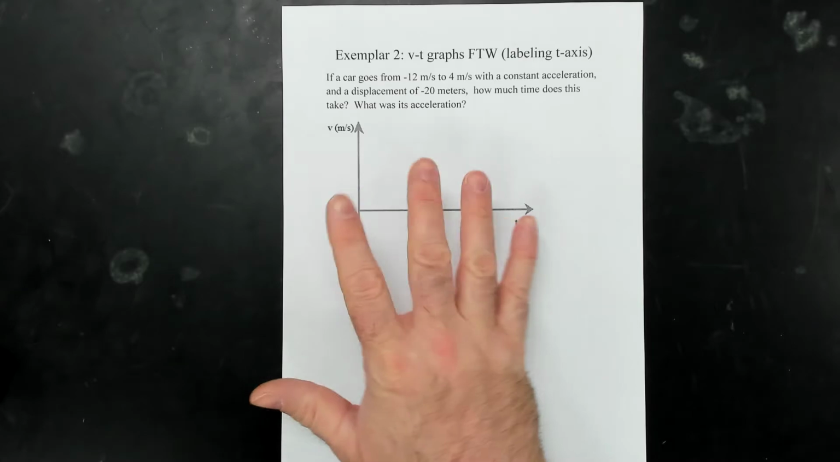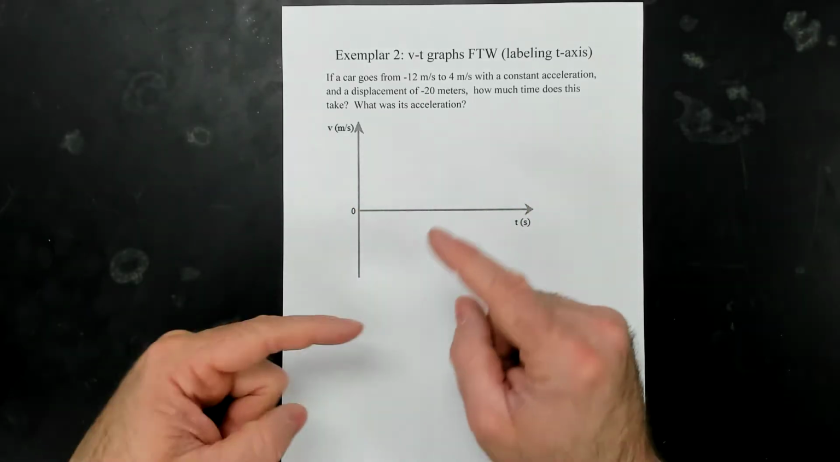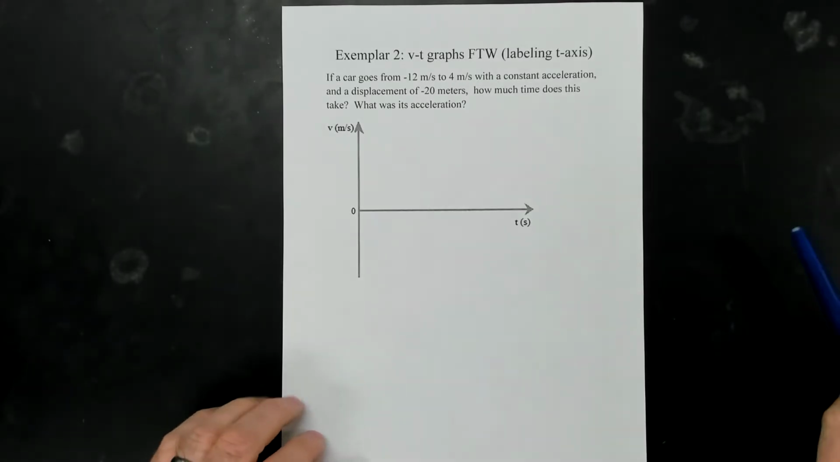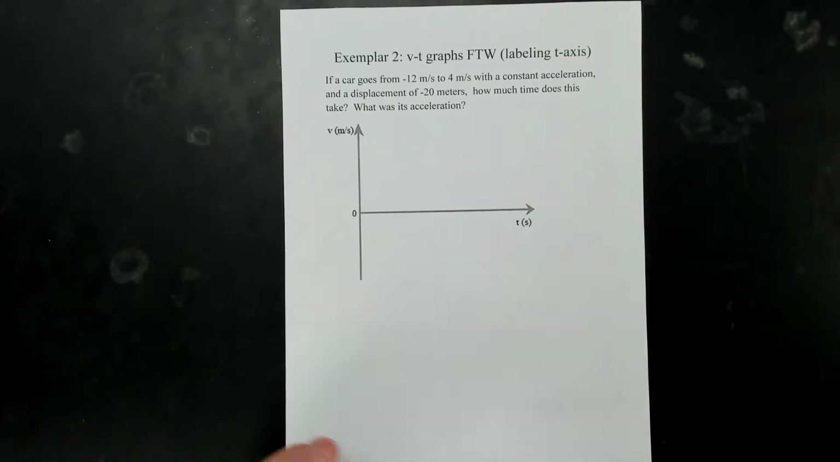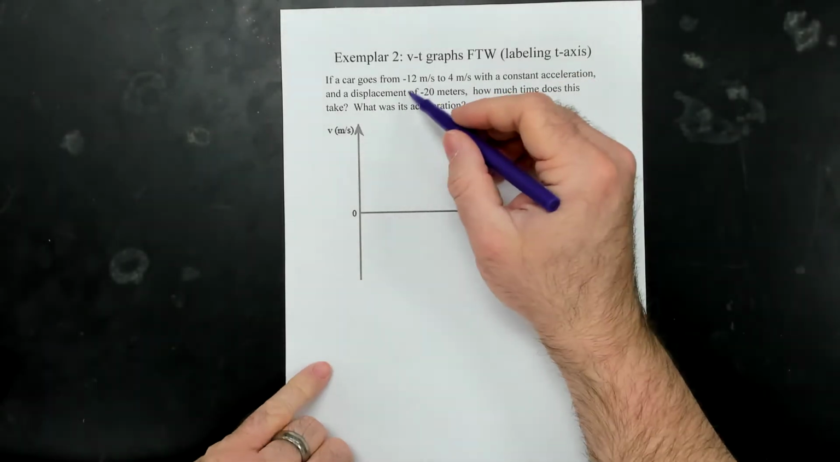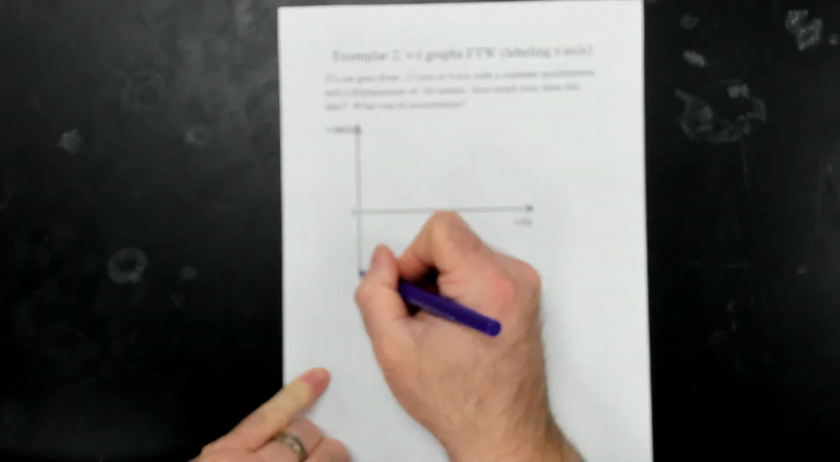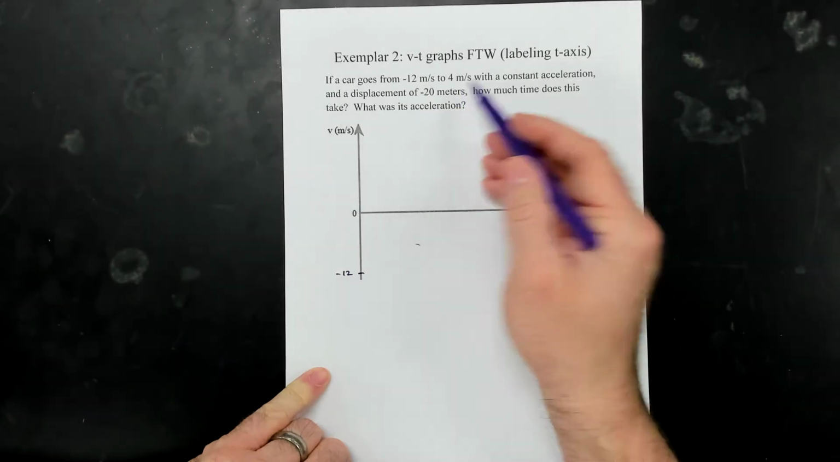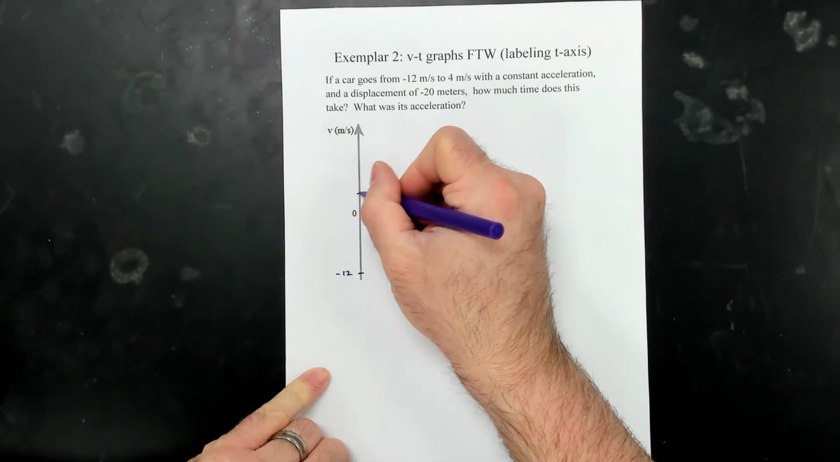But there's something kind of tricky about this one that makes it a little more challenging, and I want to make sure that you're aware of that. So, taking a look at this, you say, first off, can we graph this? And you say, of course we can. We go from negative 12 meters per second to 4 meters per second. So we'll start here at negative 12 on the velocity axis and end at 4 meters per second. We'll say that's here.